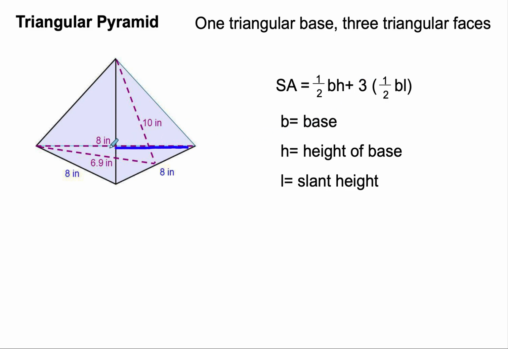So let's start with the one on the bottom. You're looking for the parts that form the right angle. The right angle on the base is right there. So that's 8 and 6.9. So for my base triangle, I'm doing 8 times 6.9 divided by 2. So 8 times 6.9 divided by 2 equals 27.6. That's the area of my base.